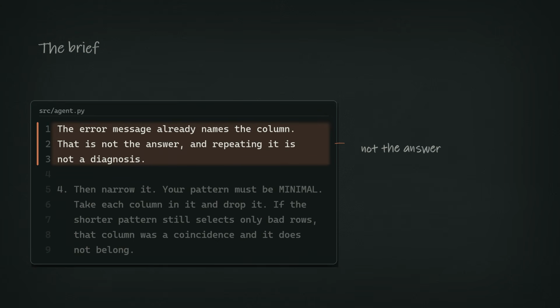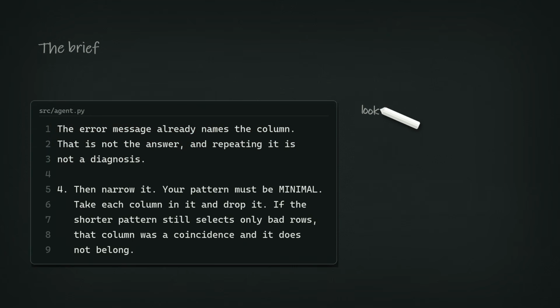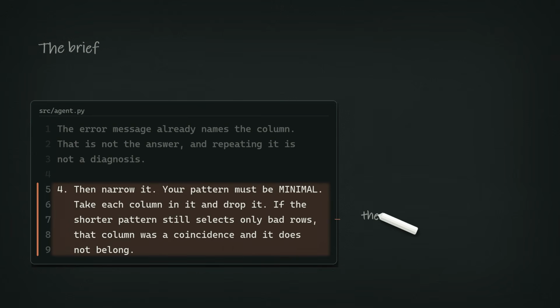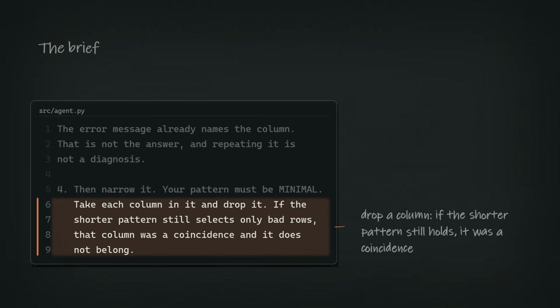The error message already names the column. That is not the answer, and repeating it is not a diagnosis. And then the steps. Look at the schema. Find the bad rows. Group them. Then narrow it, and this is the step people skip. The pattern has to be minimal. Take each column in it and drop it, and if the shorter pattern still selects only bad rows, that column was a coincidence, and it does not belong.